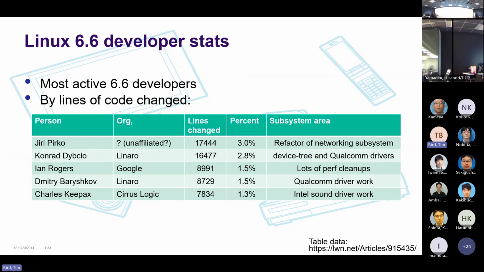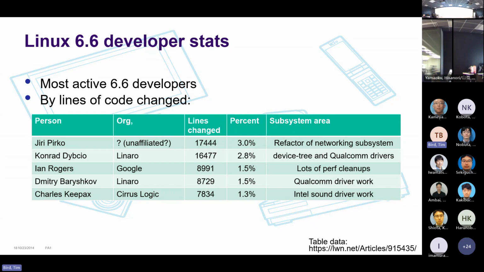This is by number of lines of code changed, so a little bit different metric. Jiri Pirko with 17,000 lines of code, over 3% of the changes for this kernel release, were refactoring of the network subsystem. That could be the refactoring that I talked about previously, where they tried to change the data structures so that they were more cache friendly, and they got a big speed boost out of it.